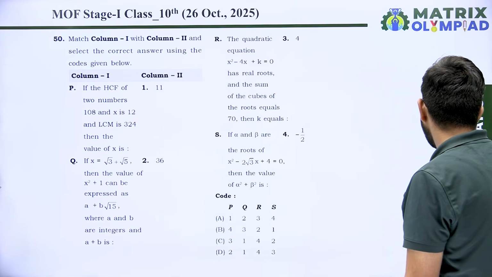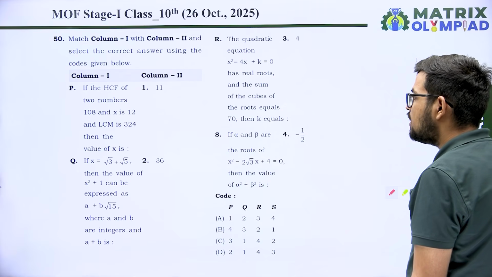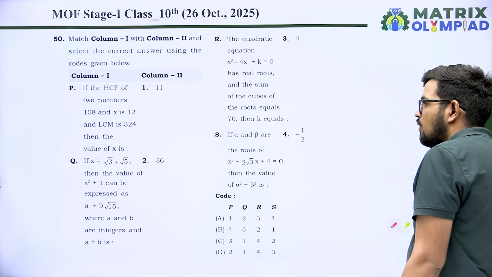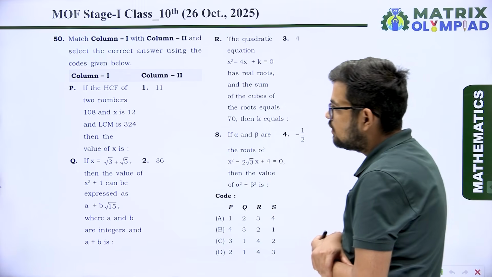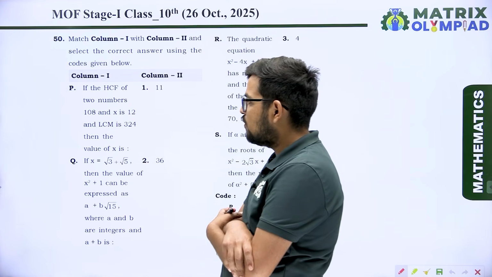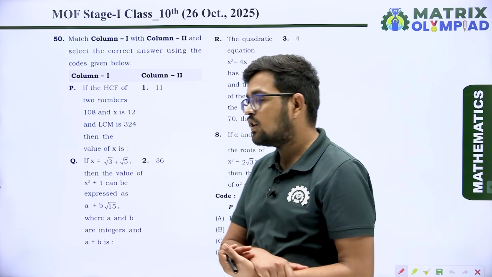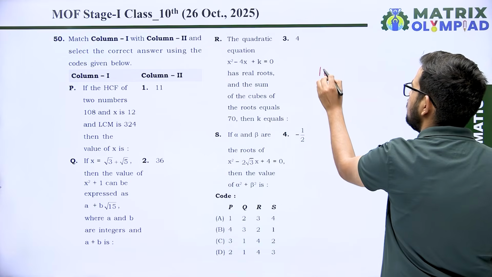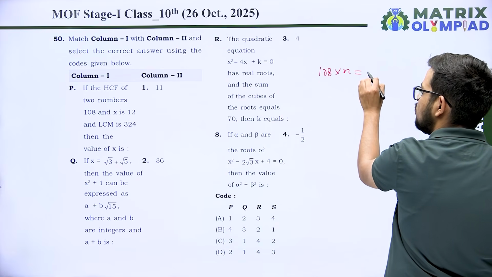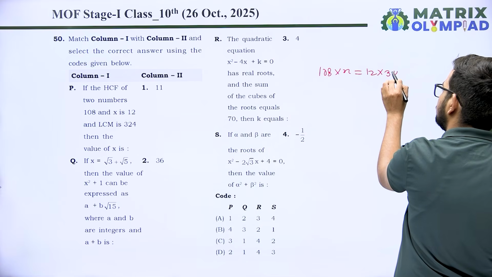In question number 50, match the column. If HCF of two numbers 108 and x is 12 and LCM is 324, then the value of x. So you know the HCF into LCM equals the product of the numbers. So 108 into x equals 12 into 324.